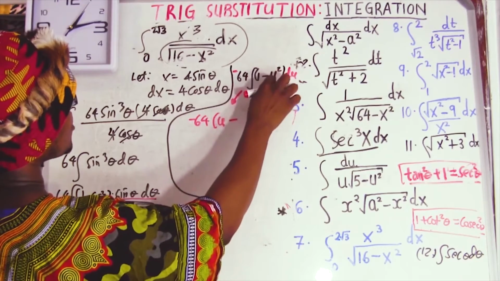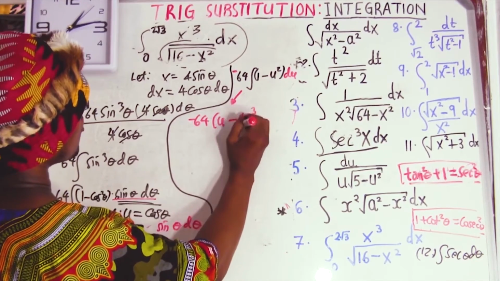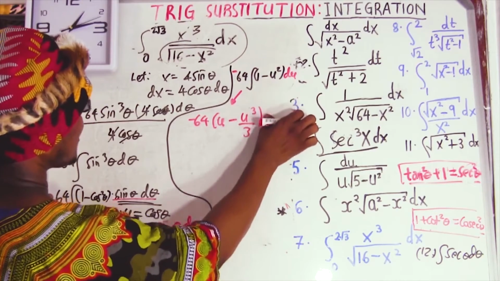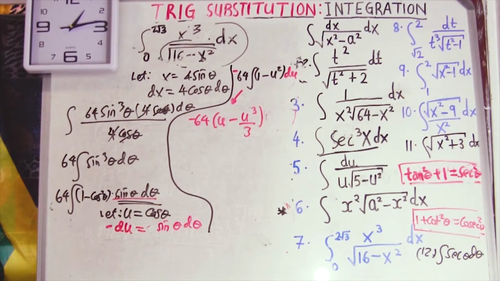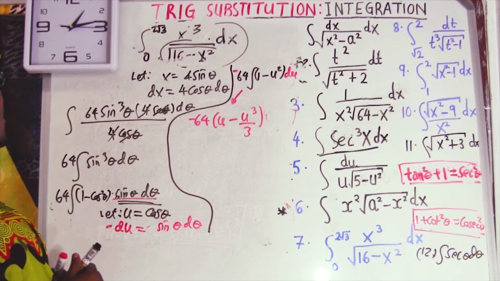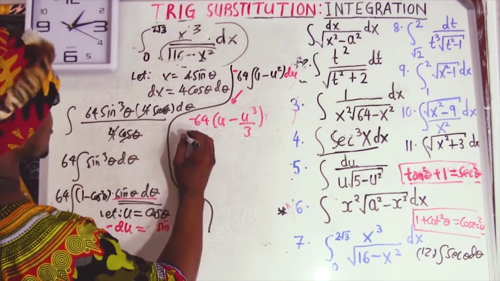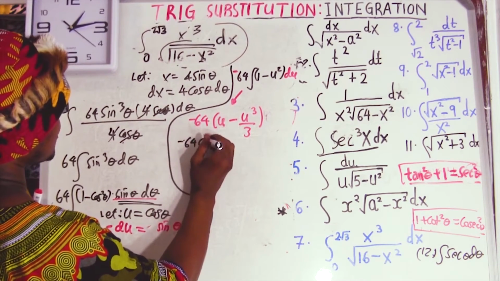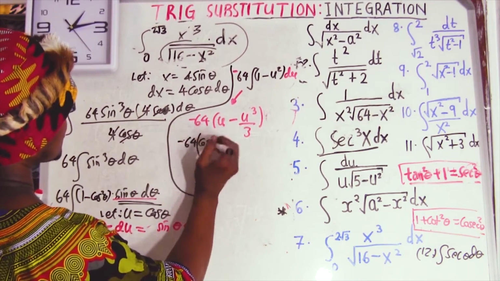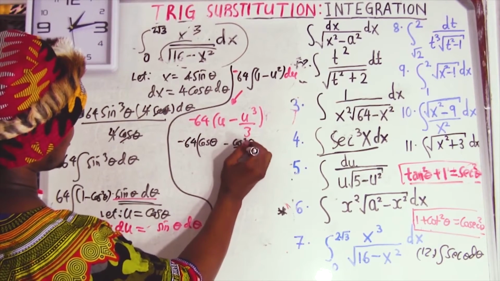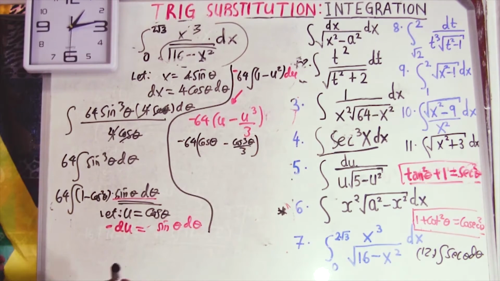Minus, this is going to be u squared. When you integrate u squared, you're going to get u cubed over 3. Okay, so for now, we're not going to say plus c because we need to check back how it was before. So we know the value of u. What is the value of u? u equals cos theta. So this is going to become negative 64, and this is going to be cos theta minus cos cubed theta over 3.